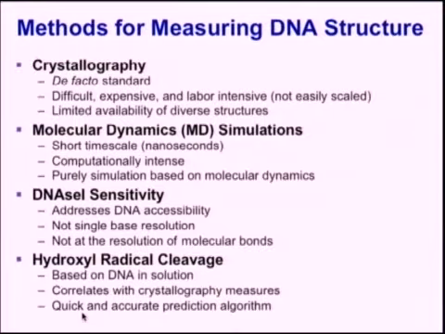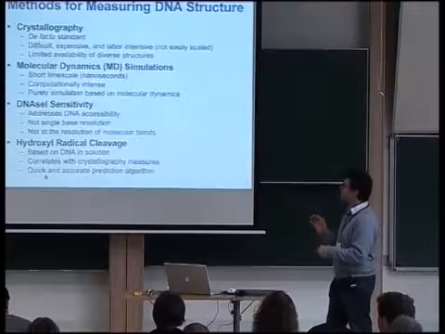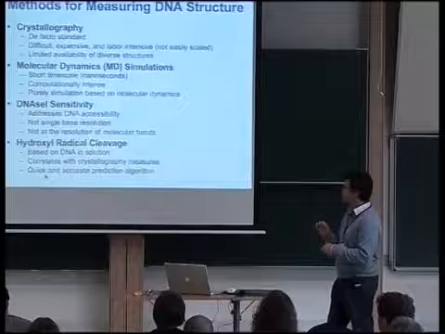So there are a number of different methods that can be used to identify the structure of DNA. DNA crystallography, or crystallography in general, is kind of the de facto standard, but this is very expensive, labor intensive, and not quite scalable to a genome-wide level. There are complete computational methods that work and that are purely based on simulation. DNase I sensitivity is another method for looking at DNA structure, but it's not a single base resolution, nor is it at the measure of molecular bonds between protein and DNA. This is something that I'll leave Greg Crawford to talk about, who's the expert on this.